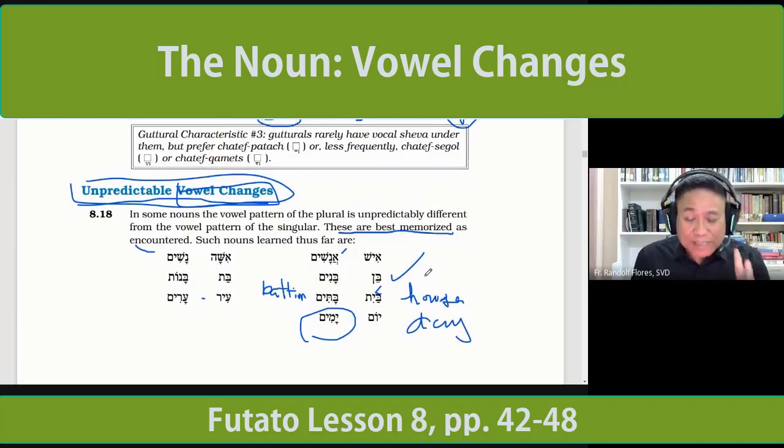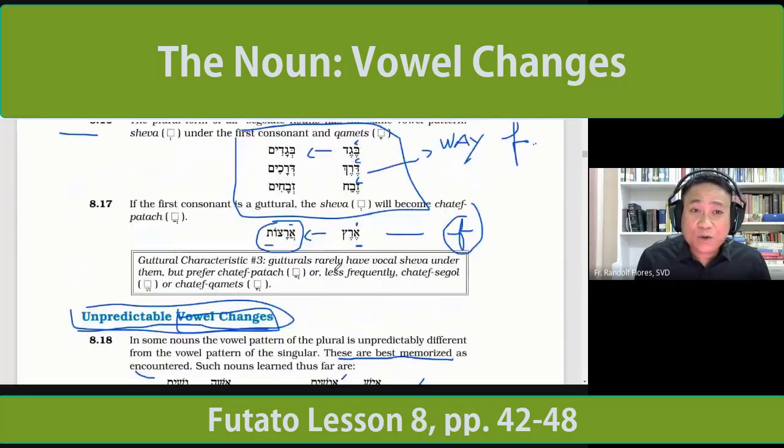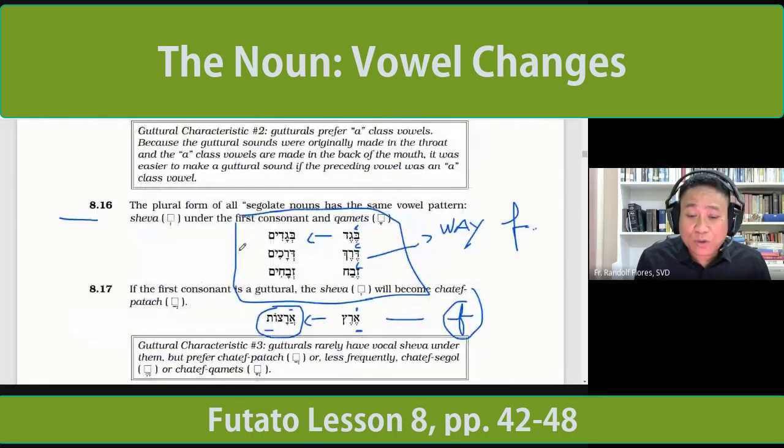Okay. Again, let me repeat, two things to remember. One is the Propretonic Reduction and the segolate. Segolate nouns are also categorized as following the Propretonic Reduction when they form the plural. Beged, begadim; derek, derakim; zebak, zebakim.